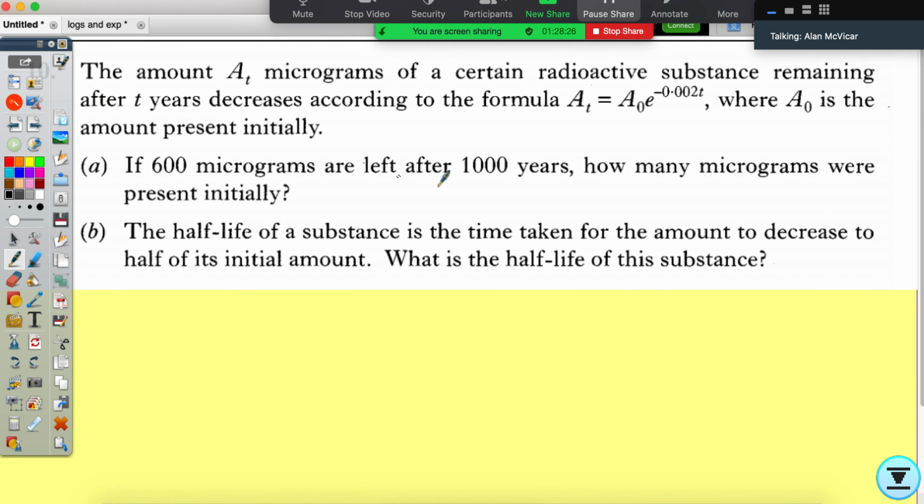As I said, it can be used in nuclear science, so radiation, stuff like that. Right, so the amount of micrograms of a certain radioactive substance remaining after t years decreases according to this formula here, right? A_t equals A_0 e to the power of negative 0.002t, where A_0 is the amount present initially. If 600 grams are left after 1,000 years, how many micrograms were present initially?